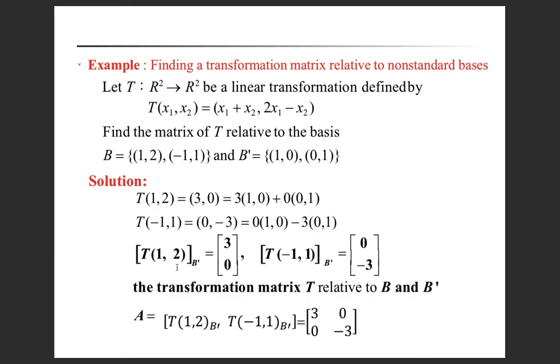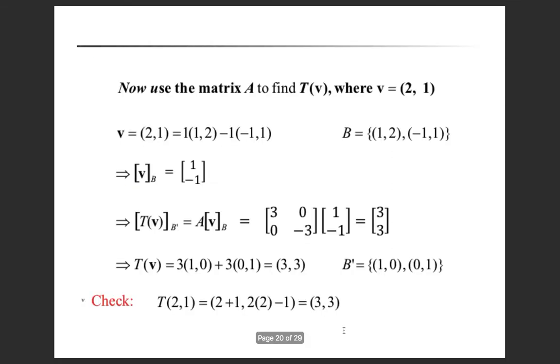Therefore, T(1) relative to B dash is equal to (3, 0), coefficients 3 and 0. And T(minus 1, 1) relative to B dash is (0, minus 3). The transformation matrix of T relative to B and B dash is A equal to [T(1,2)B dash, T(minus 1,1)B dash]. So it is (3, 0), (0, minus 3). Now we use the matrix A to find TV, where V is given to be (2, 1).